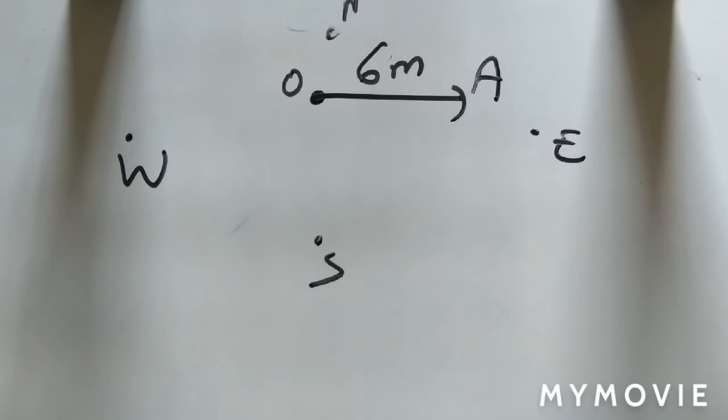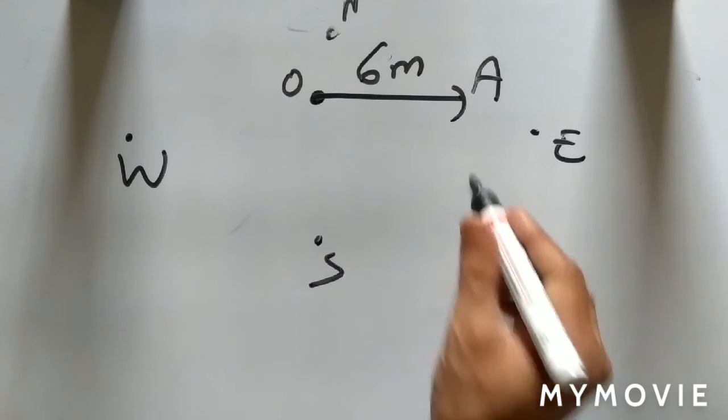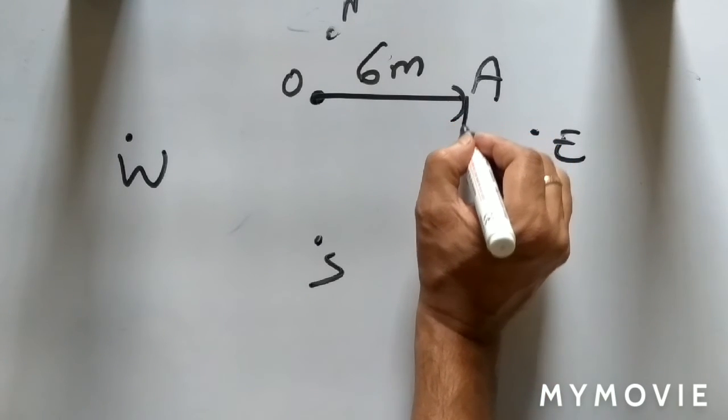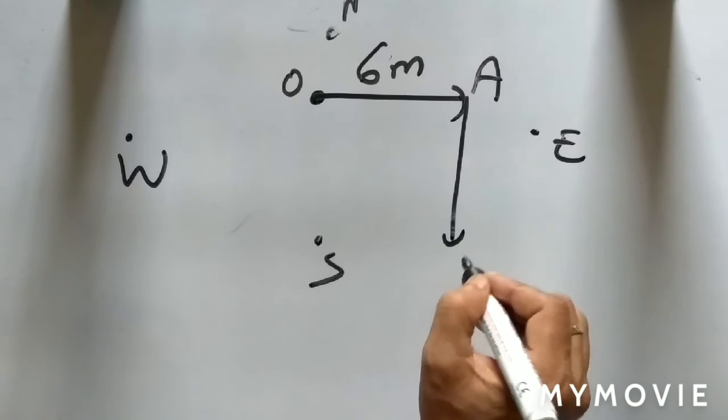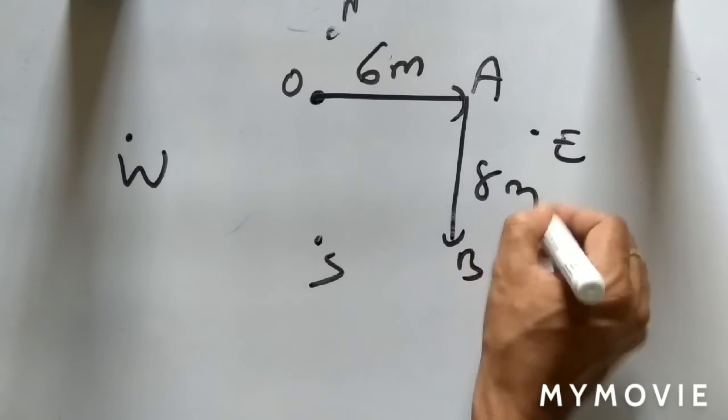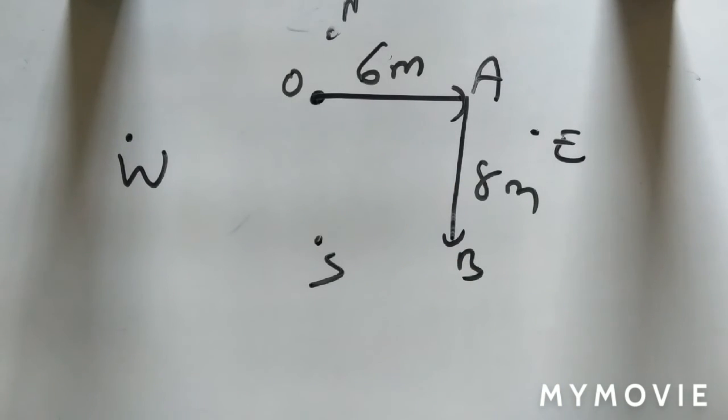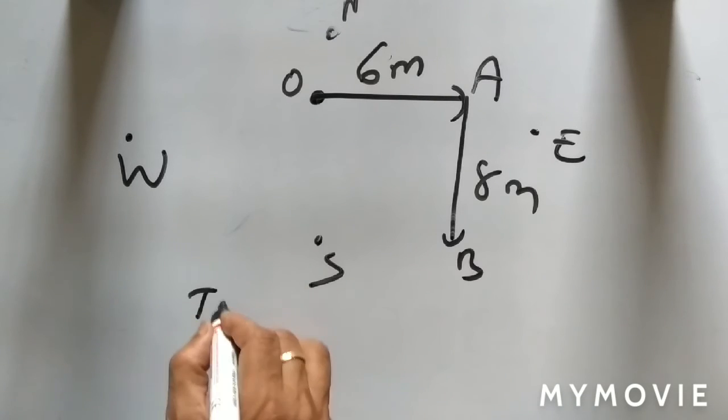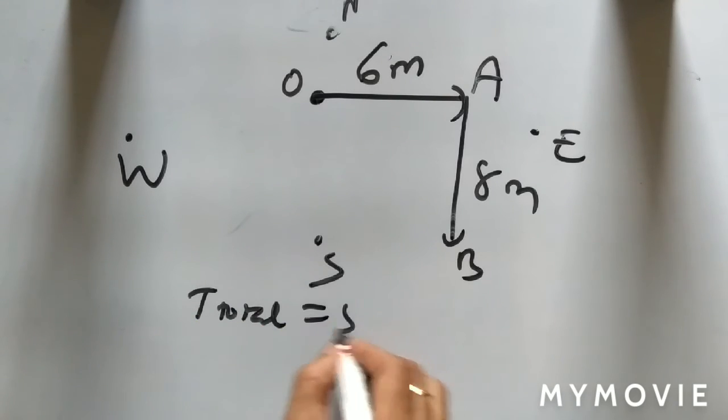We will solve more problems in the coming classes. So today we will discuss only question number 1. A man moves 6 meter due east, then 8 meter due south. Total time taken is 5 seconds. Calculate average speed and average velocity. Okay, so now solve this problem.